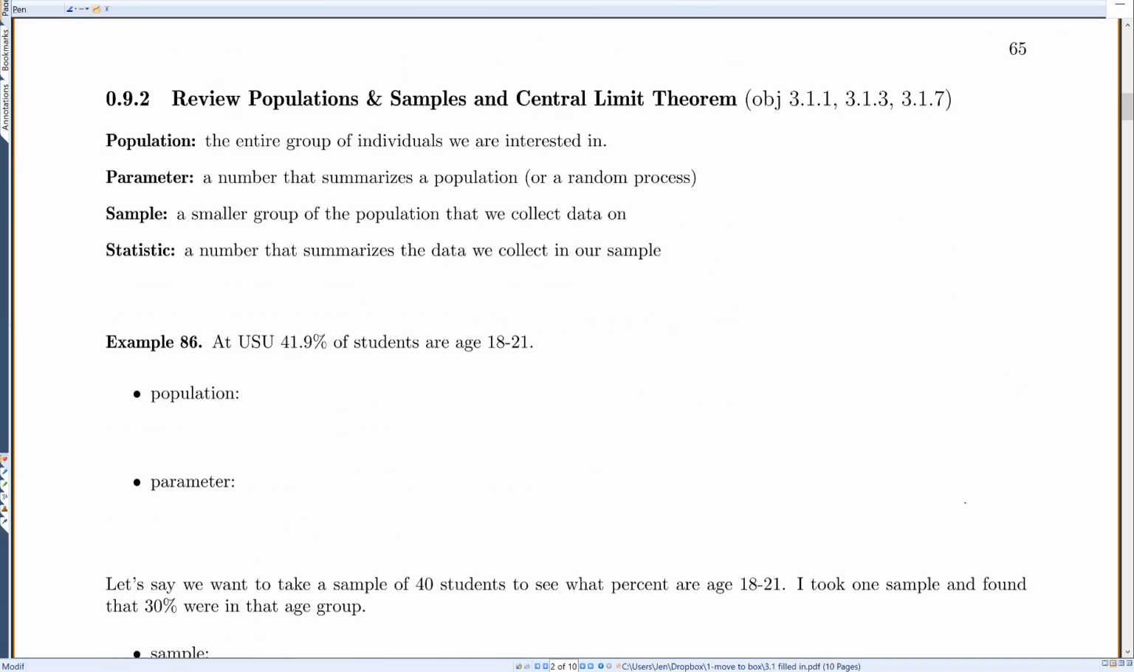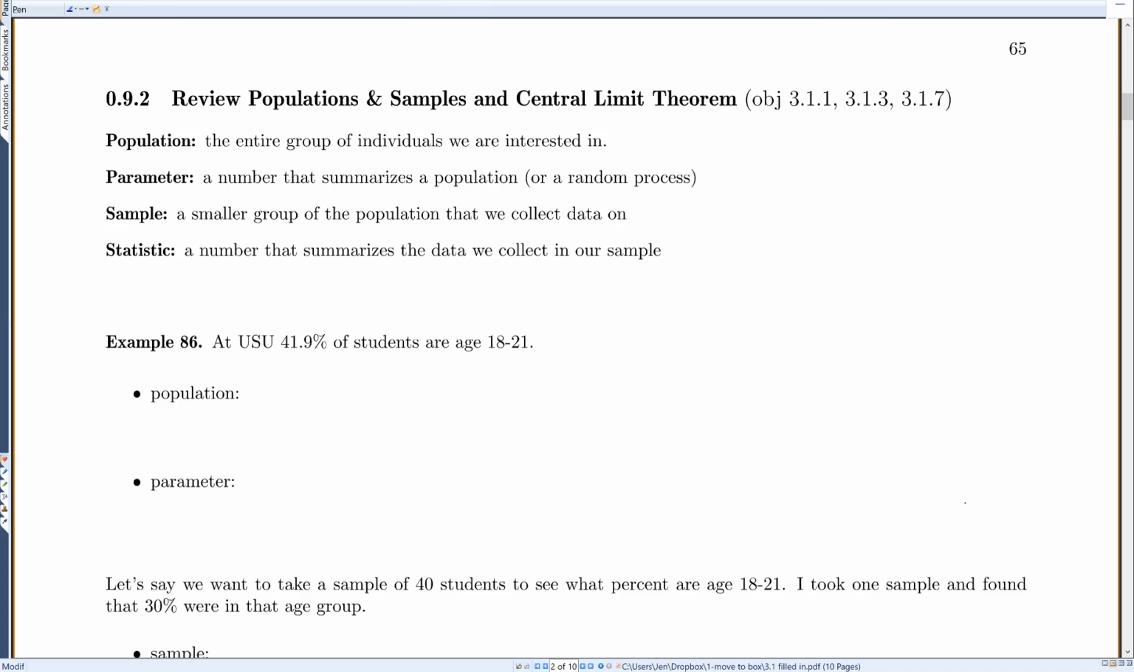Okay, this next part is going to seem like a review, but we're going to throw some new information in. So let's review our populations and samples and the central limit theorem. Remember, your population is the entire group of individuals that we're interested in. Your parameter is a number that summarizes that population, or maybe it was actually a random process, not a population of people. Your sample is a smaller group of that population that you actually collect the data on, and your statistic is a number that summarizes the data that you collected in your sample.